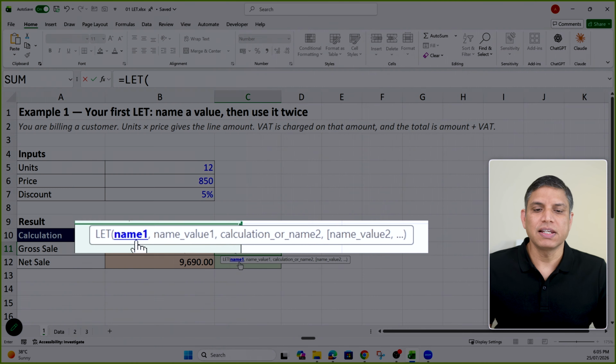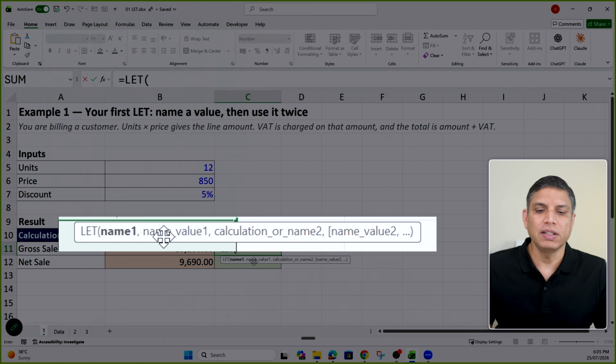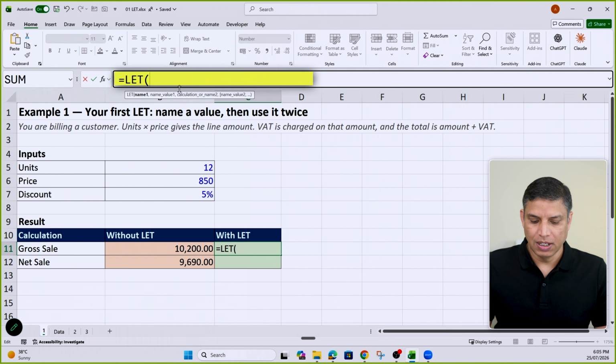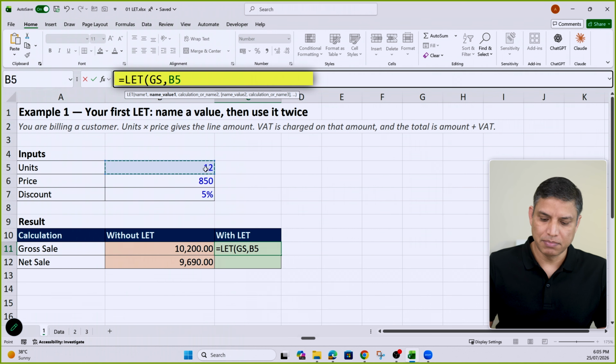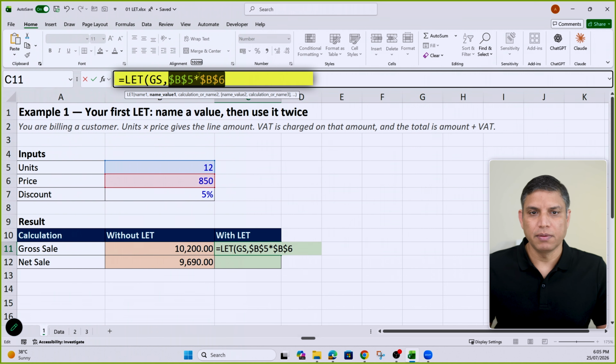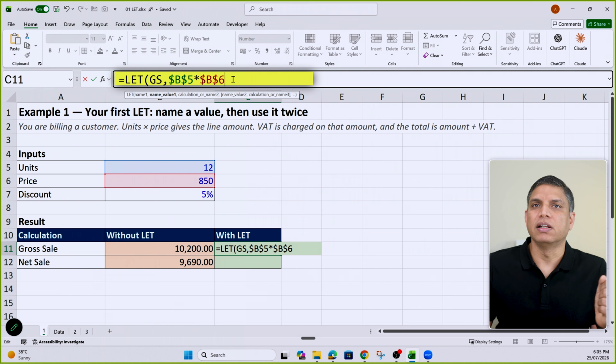Now the LET function says, give me a name and give me the associated value for that name. So let's say the name is GS, gross sale. So what is gross sale? Gross sale is nothing but this cell multiplied with this cell. And I can use dollars in both these places. So that's my gross sale.